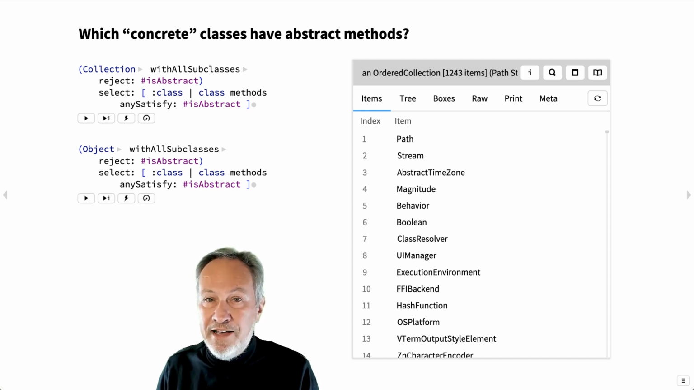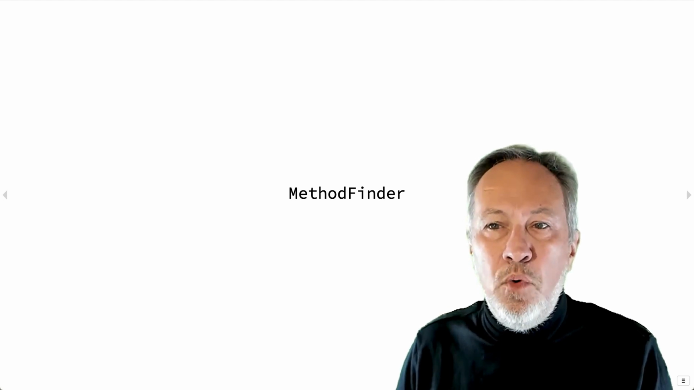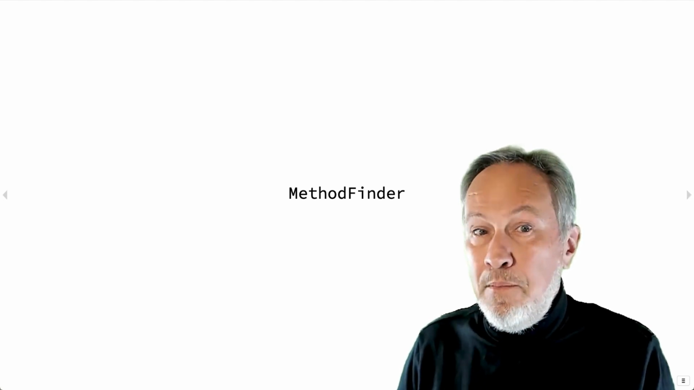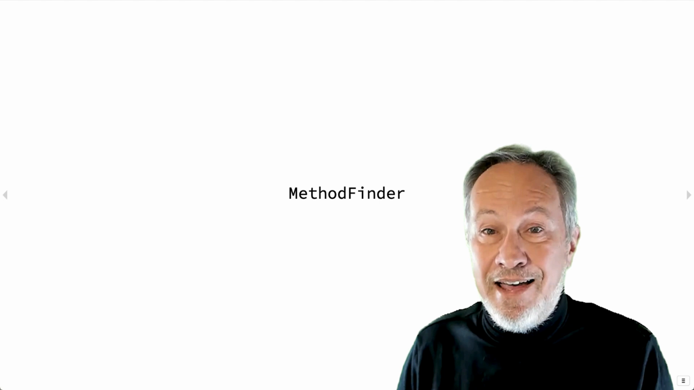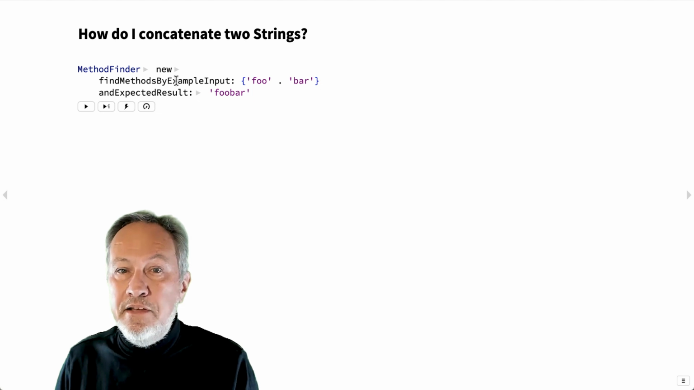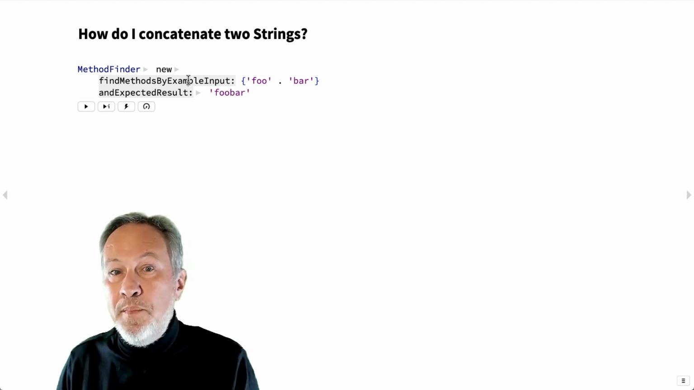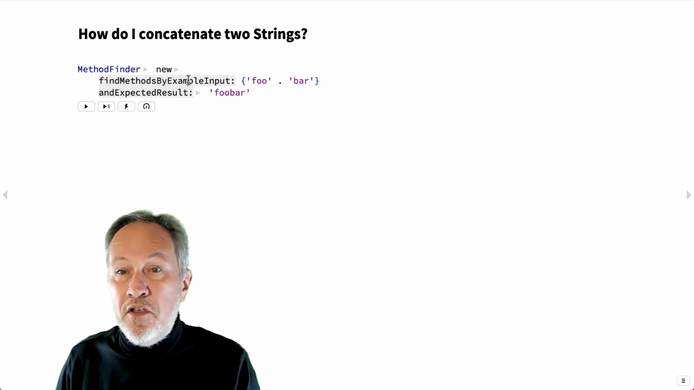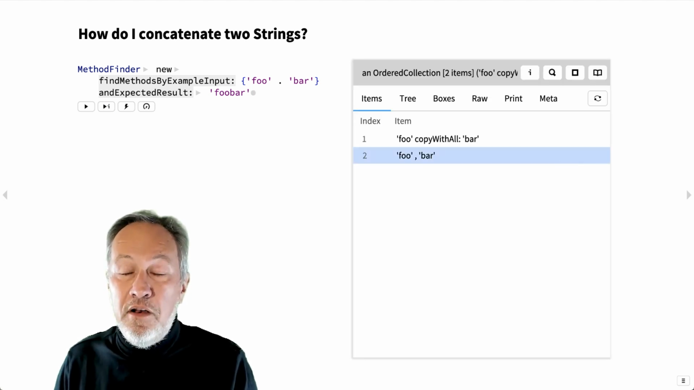Sometimes you are looking for a method that does something you want, but you have no idea what message to send. In this case, the MethodFinder is handy. For example, suppose we don't remember how to concatenate 2 strings or 2 collections. To find this, we just create a new instance of MethodFinder and send it findMethods by example input and expected result. In this case, we are looking for a message to send to the string 'foo' with argument 'bar', returning 'foobar'. The answer we are looking for is the comma operator, which works for any kind of collection, not just strings.